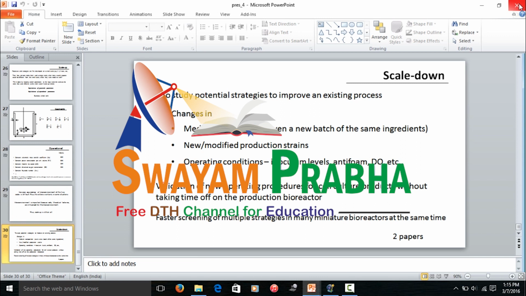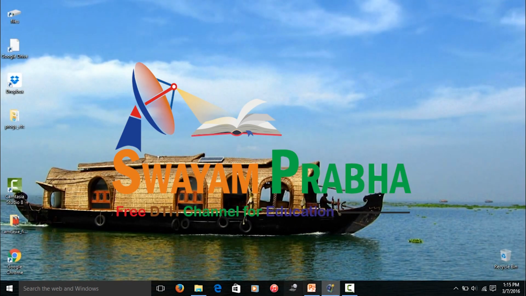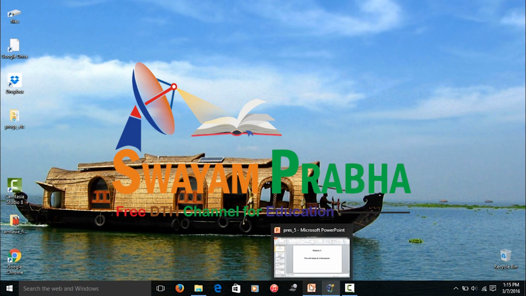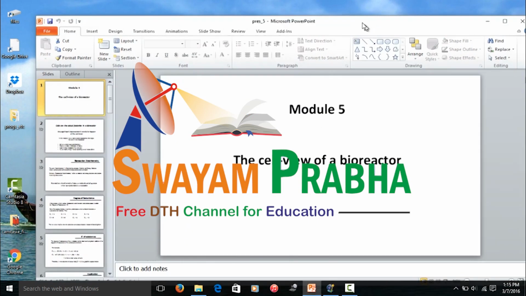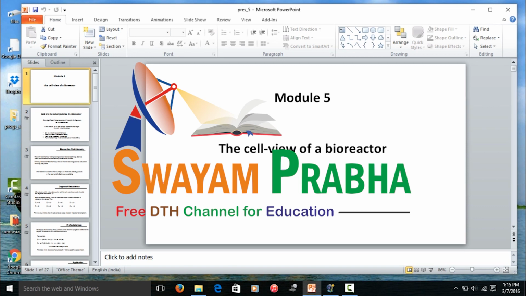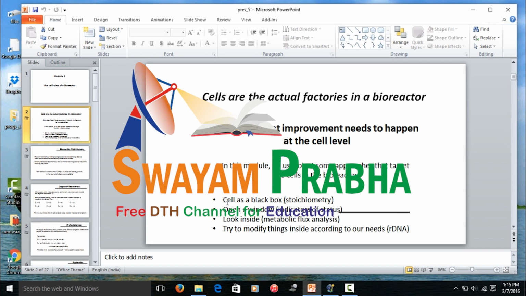Then finally, we looked at the cell view of the bioreactor, because cells are the actual factories that are producing the product. We said that we would look at the cell as a black box initially, get some insights using bioreaction stoichiometry, then open a window through cellular indicators such as redox state, energy state, and probably intracellular pH. And we can use those as control variables also. That's what we saw.